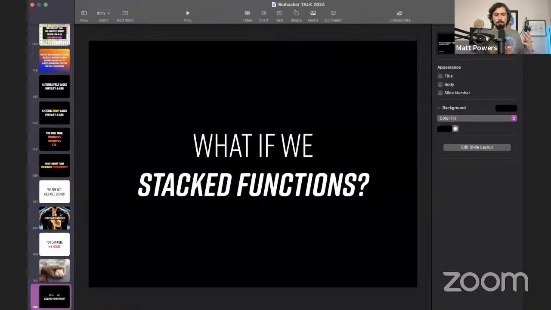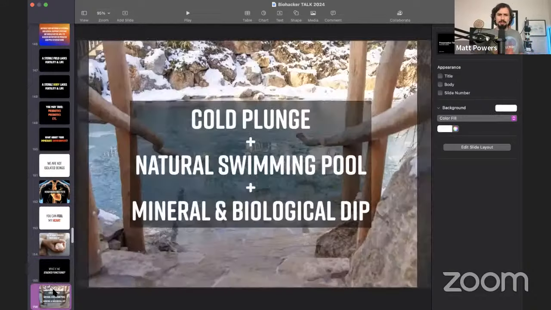Something Antoinette Marquez always says: what if we stacked our functions a little bit? What if we created a cold plunge that was a natural swimming pool that was also a mineral and biological dip that's tailored to us? And you're like, what are you talking about, Matt? Lactobacillus is actually on our skin. So that idea of the biological dip is not far-fetched.